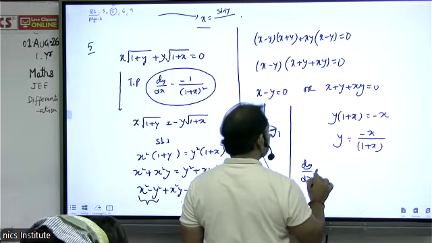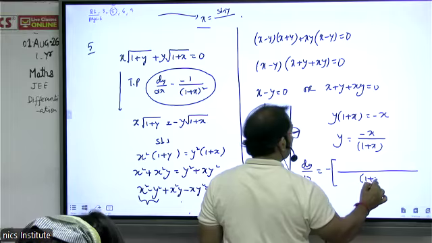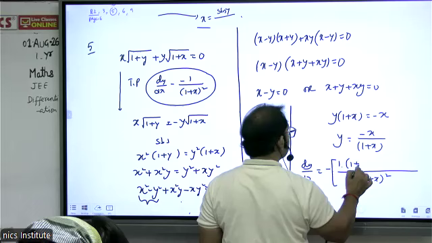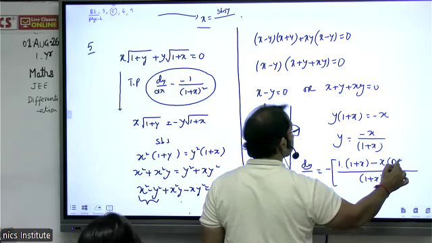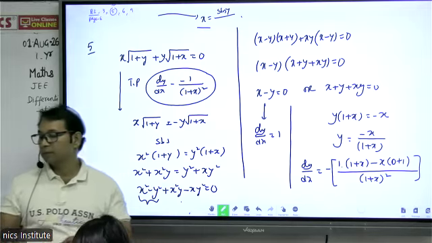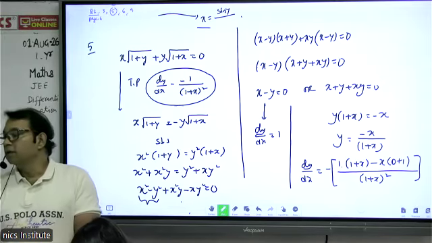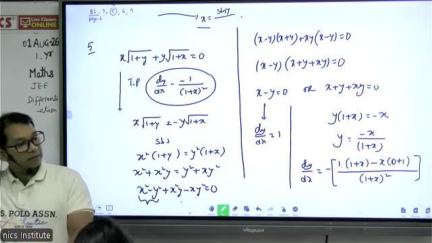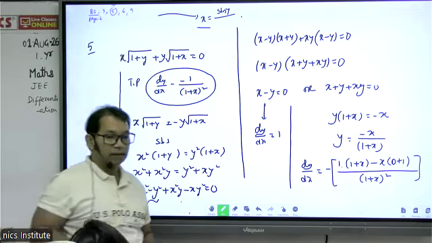So dy by dx, now you use the quotient rule, minus sign take out, denominator whole square, x derivative of 1 plus x, 1 plus x as it is, x as it is, derivative of 1 plus x. And that's how you get your answer. Simplification is taking more time, differentiation is taking much less. Next question is 6 and then 9.